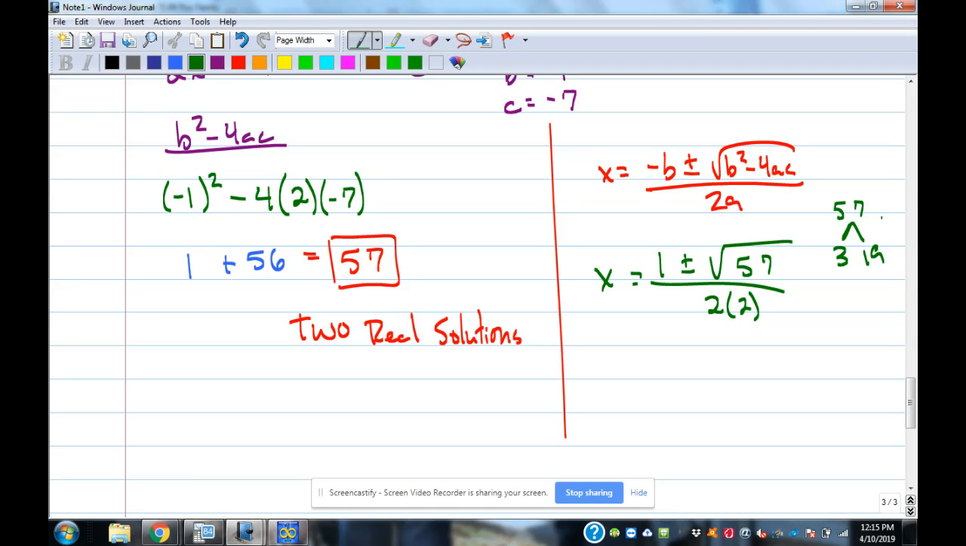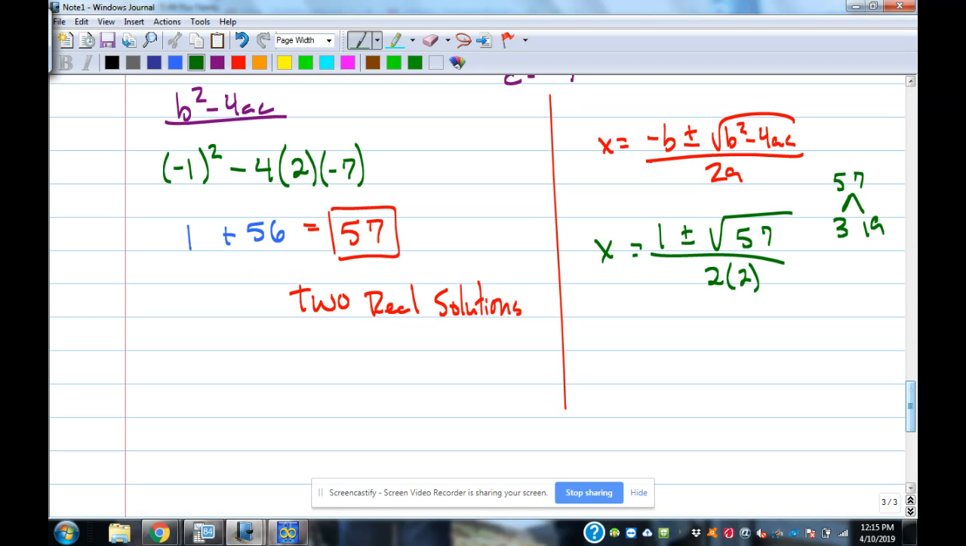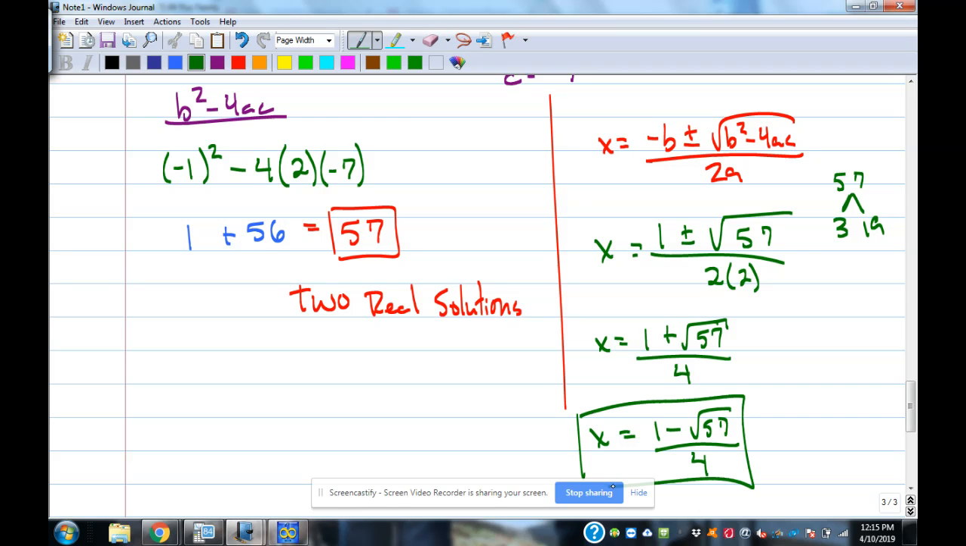So does that simplify any? No. Turns out that makes this problem a little easier because that means I can't work it out to get nice numbers. I'm going to get 2 answers. I'm going to get x equals 1 plus the square root of 57 over, what's 2 times 2? 4. And then I'm going to get 1 minus the square root of 57 over 4. Draw a box around something. And we're going to leave our answers like that.